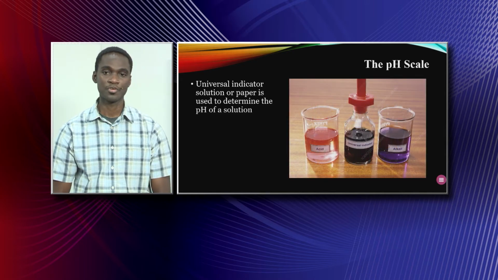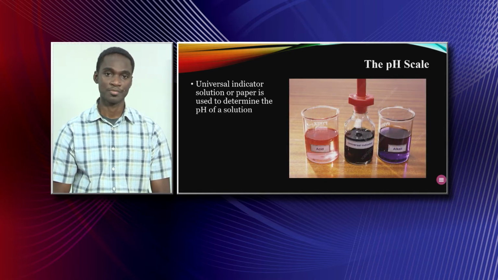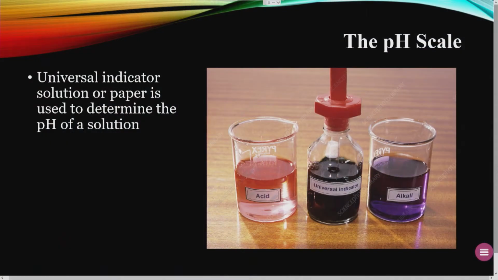Here we have the universal indicator solution. It is a liquid with various compounds in it, and it will be a dark mixture of green and orange. So sometimes when you look at it, it looks kind of greenish, or it looks like a dark orange.